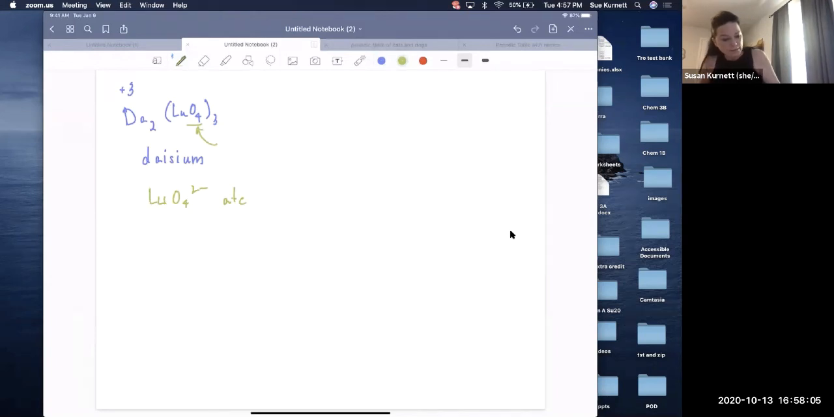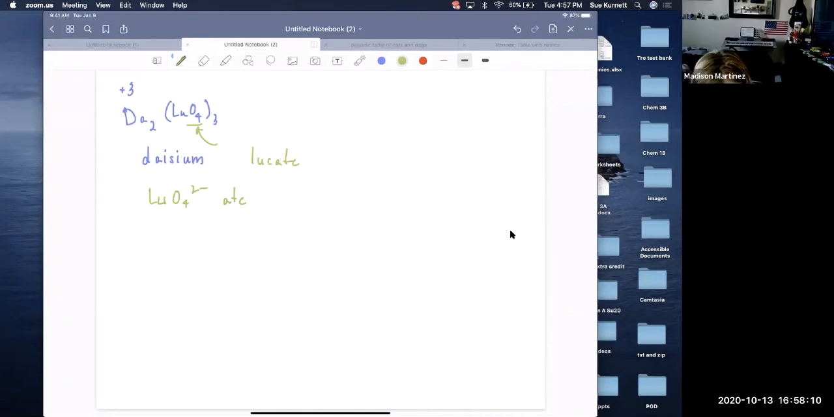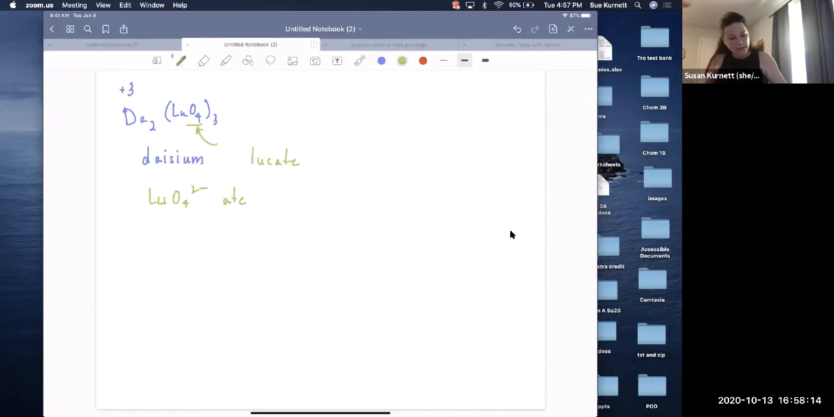Okay. And then I'm just checking. I have a 2 minus here, and there's 3 of them. So this is +6 to -6. We're good. Dasium leucate. And then I was also asked about number 20. Tobium hydrogen callite.